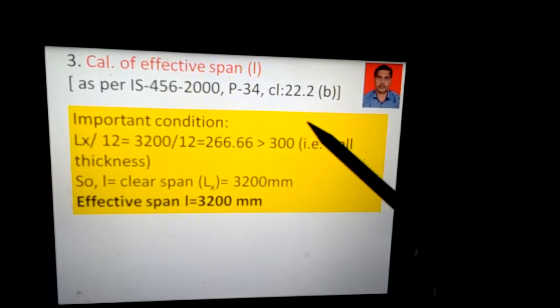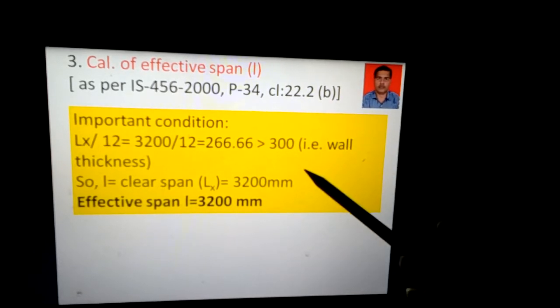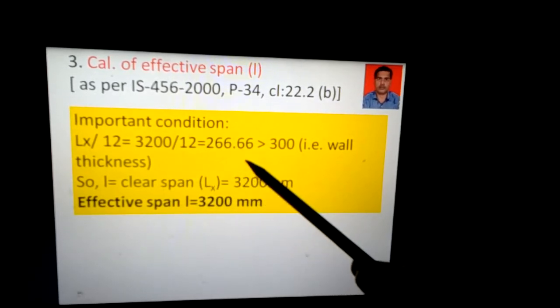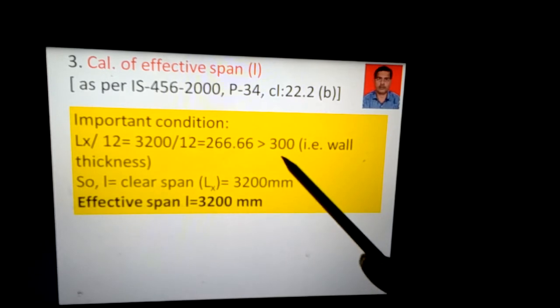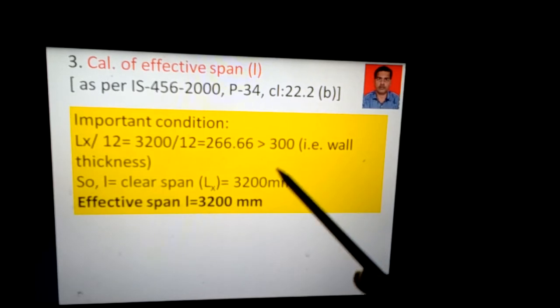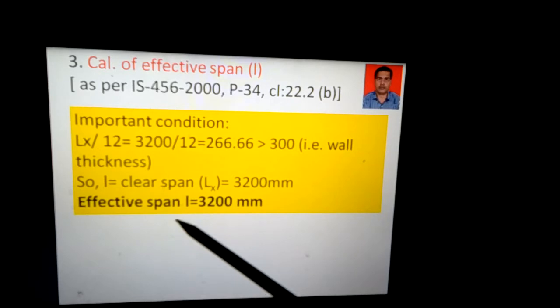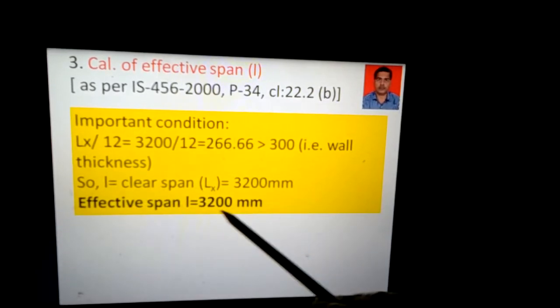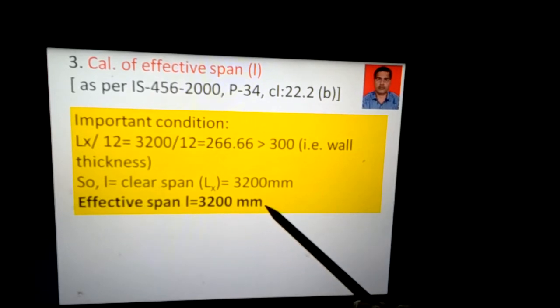As per IS 456-2000, page 34, clause 22.2b, an important condition in case of a continuous slab is that we have to take the shortest clear span divided by 12, that is 3200 by 12, that is 266.66, and this is less than the width of the wall, 300 millimeters generally taken. With this condition, the effective span L becomes equal to the clear span Lx, that is 3200 millimeter. So effective span L is 3200 millimeter for the next step.